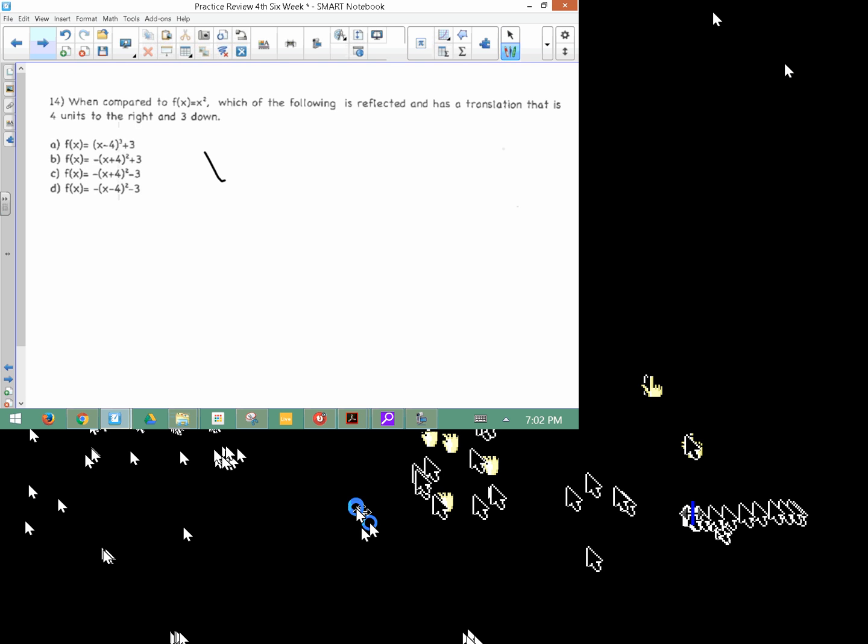If you've got x squared, to reflect it means you're going to have a negative. To move it 4 units to the right means you've got to do this. And to take it down 3 means you've got to do that. And so that's basically what our answer should look like. And so do we have one like that? Okay. Let's test it and see that's actually what happened there.